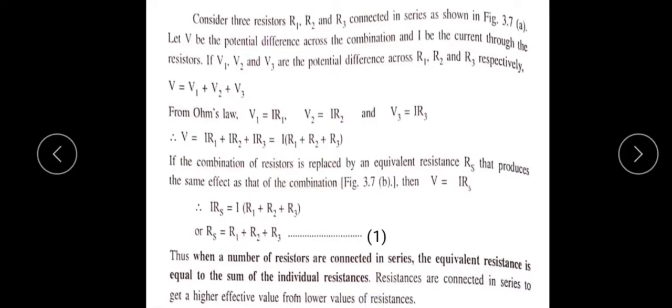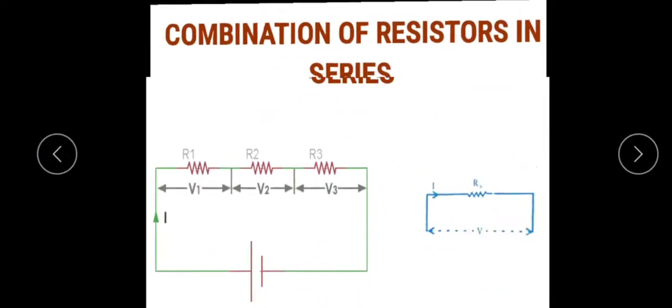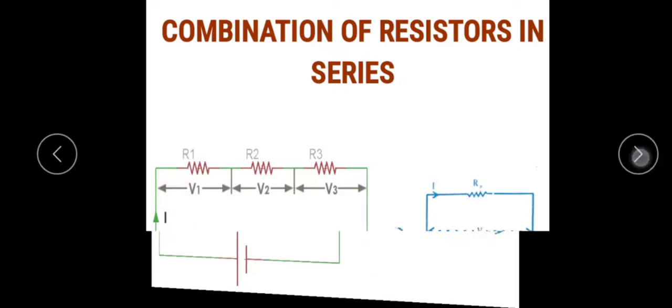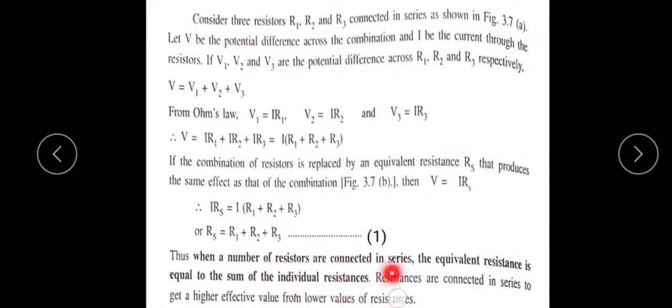This is one method, where we connect resistors in series to get a higher value. Hence, resistances are connected in series to get a higher effective value from lower resistances. So this is one method to increase the effective resistance.